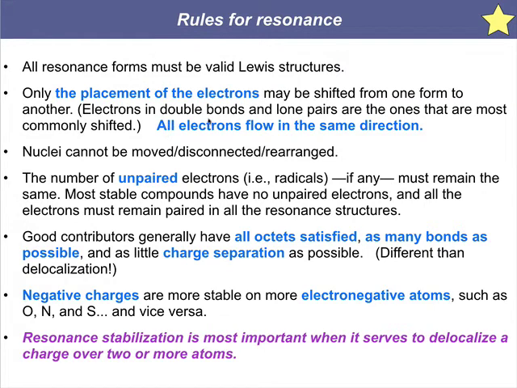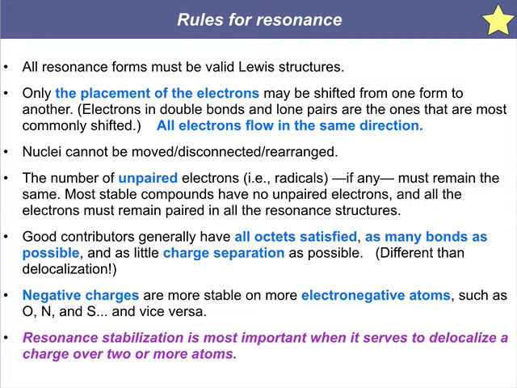And all electrons should flow in the same direction. When we move electrons, you're always going to move electrons in the same direction. We already said nuclei cannot be moved. Atoms can't be disconnected or rearranged. You can't change their constitution. The number of unpaired electrons, which we call radicals, must be the same. So if you have one unpaired electron in one structure, you darn well better have one unpaired electron in all of your other structures. Otherwise, you are, again, pulling some electron somewhere out of thin air.